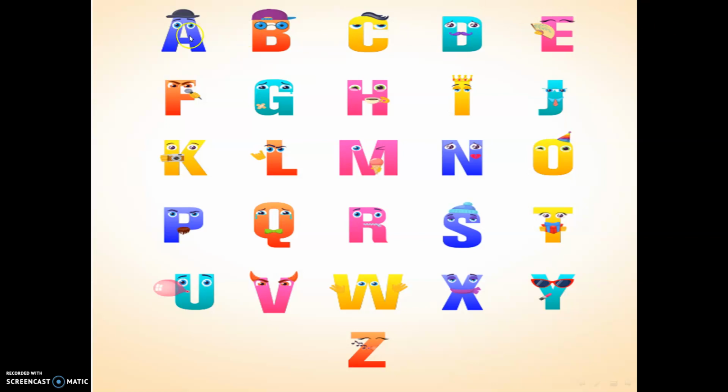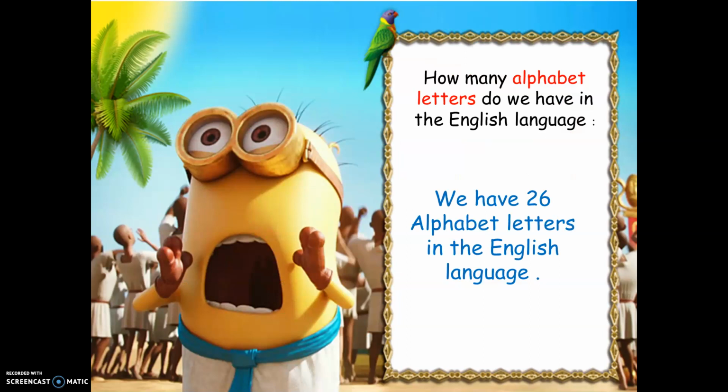Let's count them together. 1, 2, 3, 4, 5, 6, 7, 8, 9, 10, 11, 12, 13, 14, 15, 16, 17, 18, 19, 20, 21, 22, 23, 24, 25, and 26. So, how many English letters do we have in the English language? We have 26 alphabet letters in the English language.